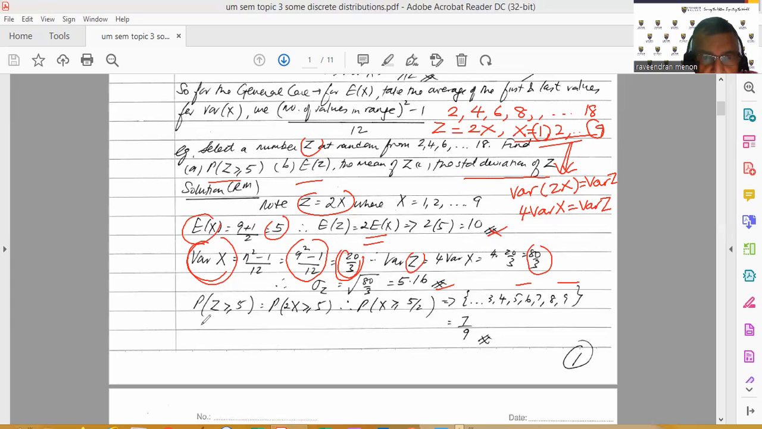For the probability that Z is bigger than or equal to 5, you can write it like this: 2x bigger than or equal to 5. So x is bigger than or equal to 5 over 2, bigger than or equal to 2.5. We have 1, 2, 3, 4, 5, 6, 7. Seven values out of 9. So the answer is 7 over 9.